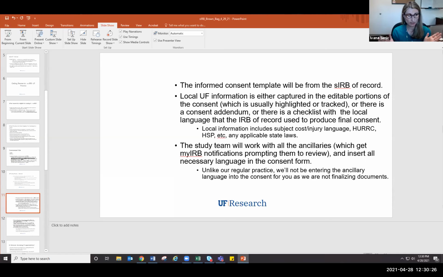Another flavor in which these consents could come, if you don't have an editable consent, there could be a core consent and an addendum. That's actually a model that UF uses. I think Johns Hopkins uses this model, where in the core consent, the basic information about the study is captured and it cannot be modified, but then local sites can modify informed consent addenda where the local context information such as subject cost and injury language are captured, payments, radiation language if applicable, and so on.